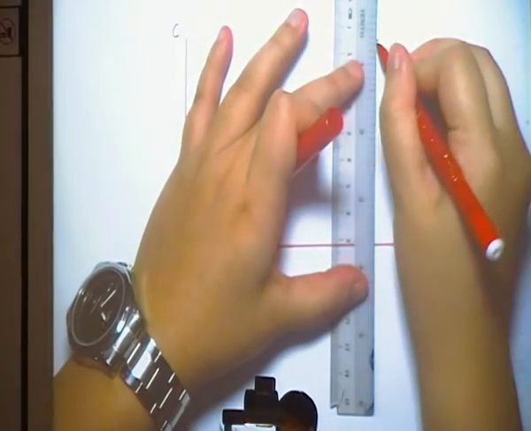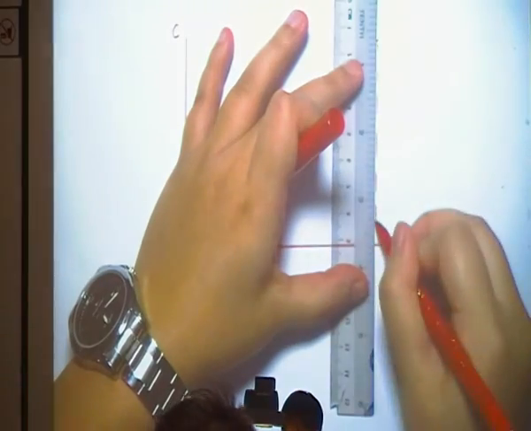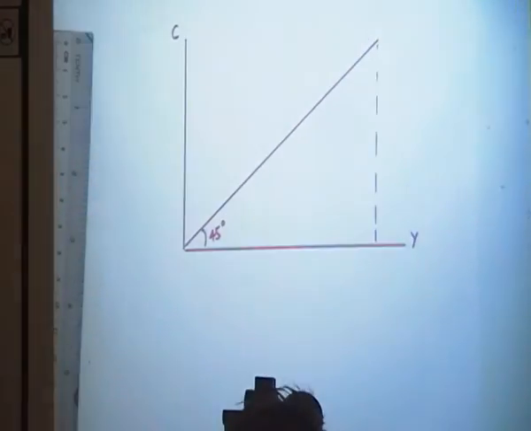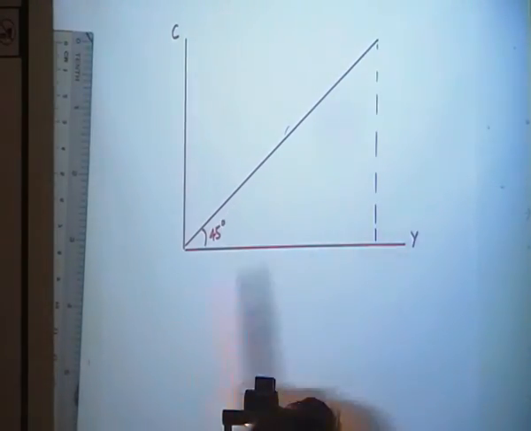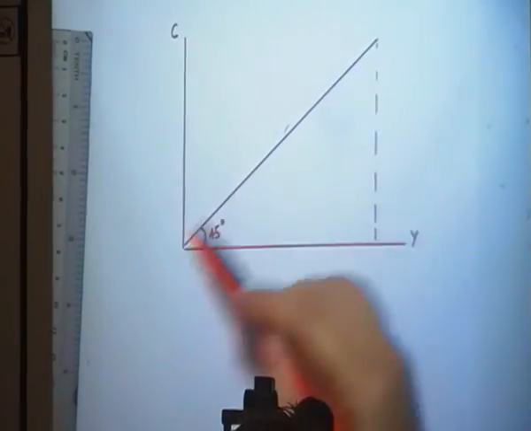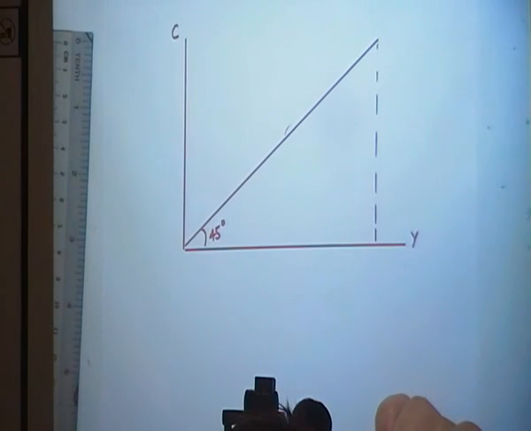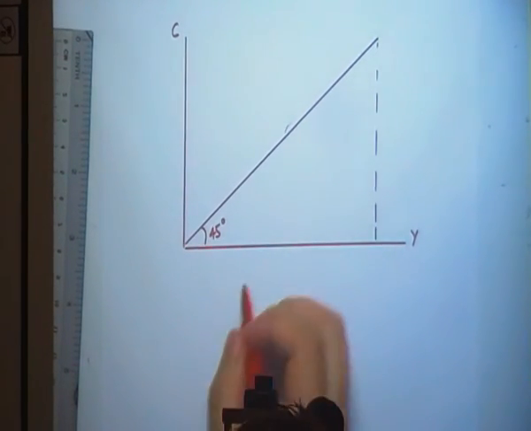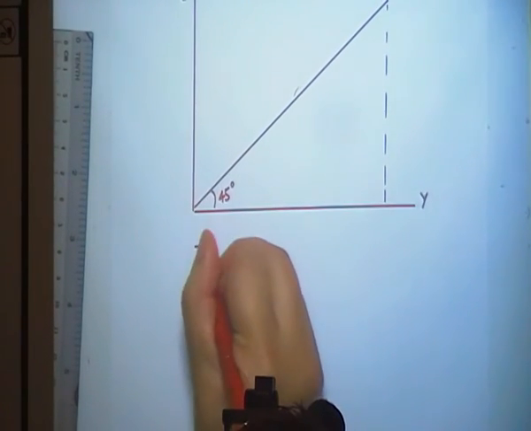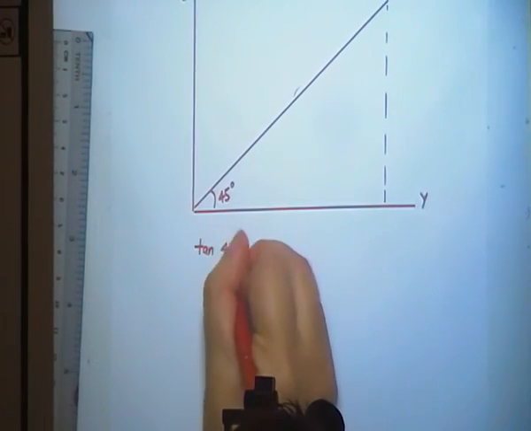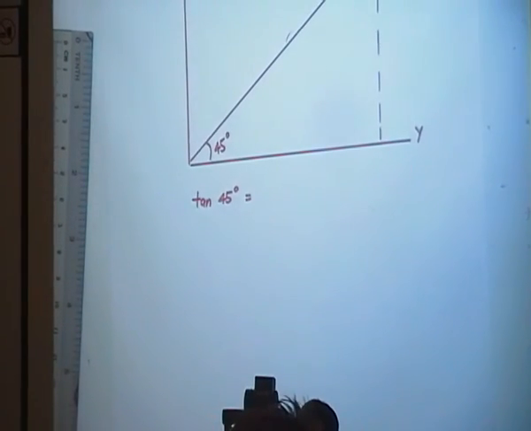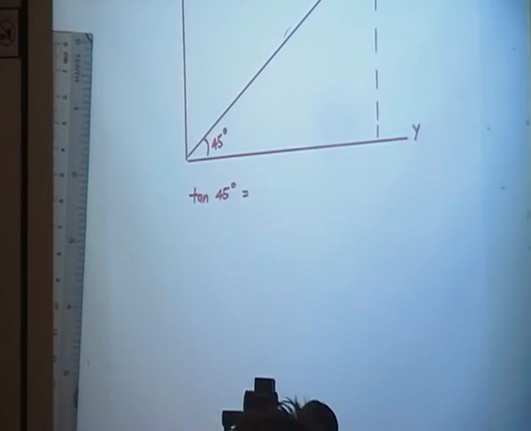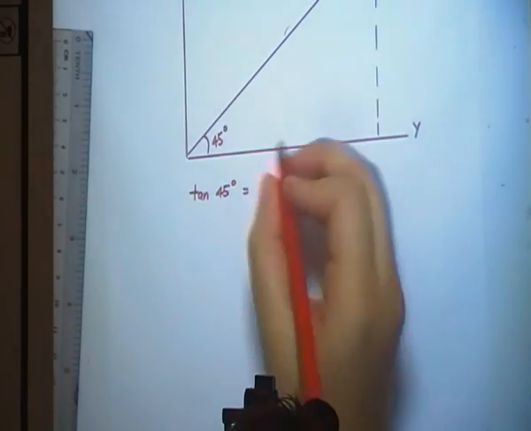Alright, if you look at this, what do you see? This is my angle here. This is opposite, this is adjacent, and I want to know what this is. So what formula do I use? Tangent. Tangent 45 is what? You know from your O level maths. What's the answer? 1.